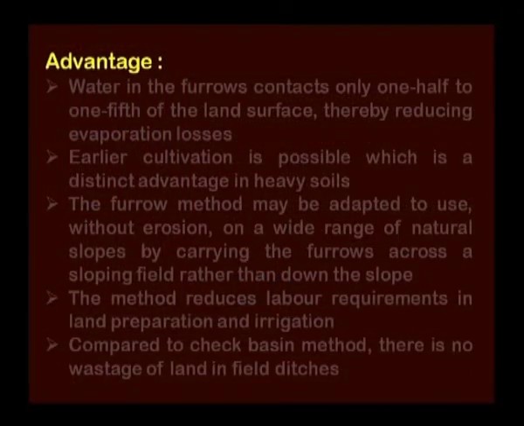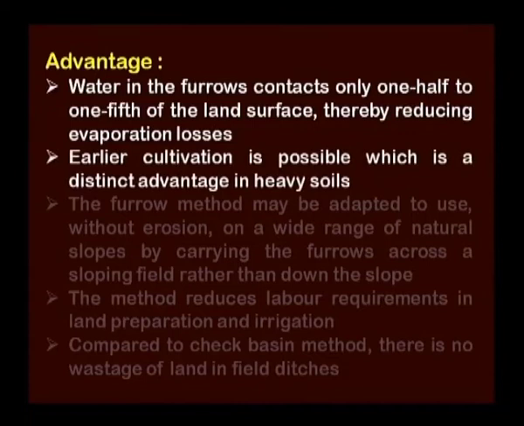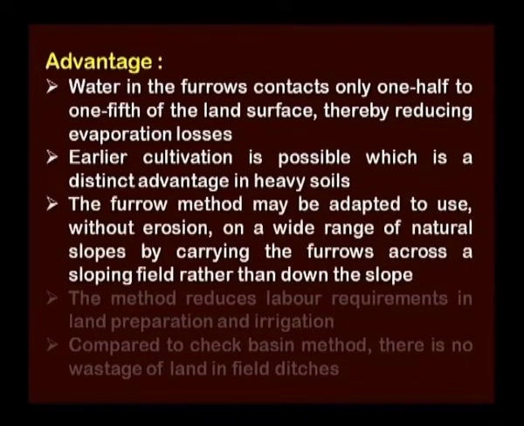Advantages of furrow irrigation. Water in the furrows contacts only 1/2 to 1/5 of the land surface, thereby reducing evaporation losses. Earlier cultivation is possible, which is a distinct advantage in heavy soils. The furrow method may be adapted to use without erosion on a wide range of natural slopes by carrying the furrows across a sloping field rather than down the slope.